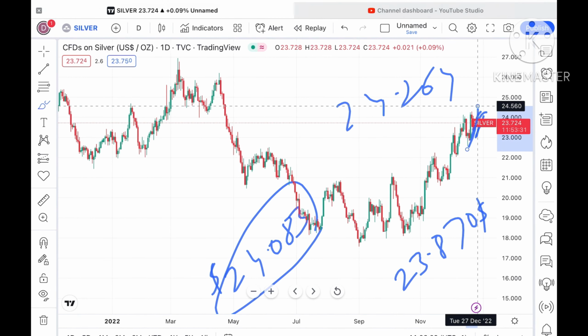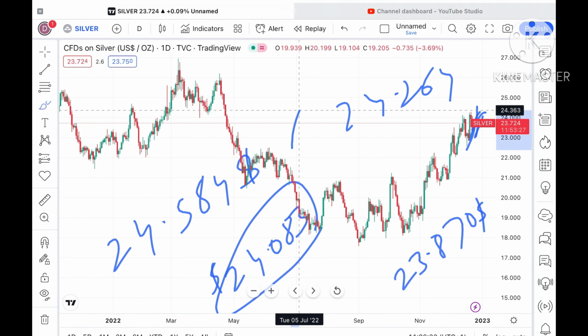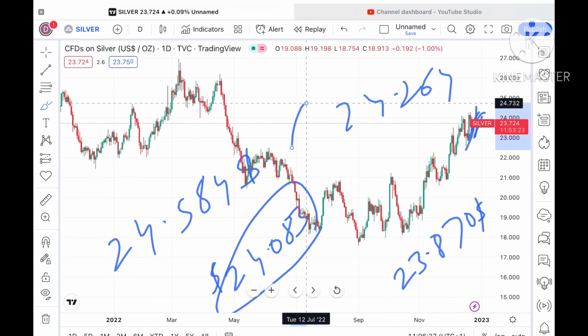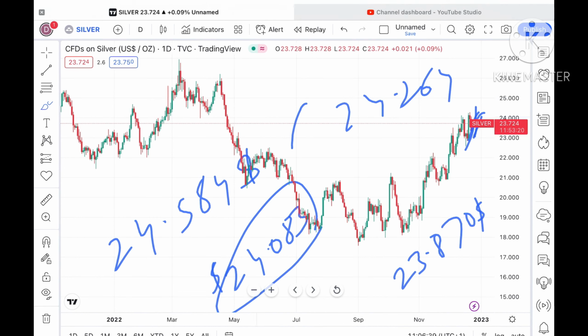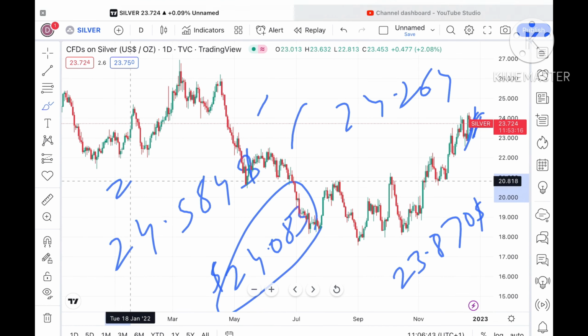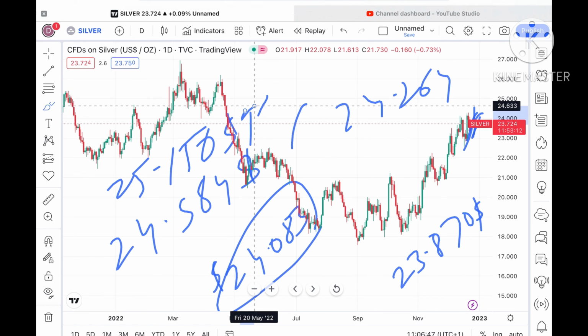Once the price sustains above that particular level, it can cross that zone, and there is a chance of touching 24.584, and from there it can go further upside towards a level of $24.732. If the price sustains above that level, it can go further upside, and there is a probability of touching 25.150, and then further upside if the price sustains.